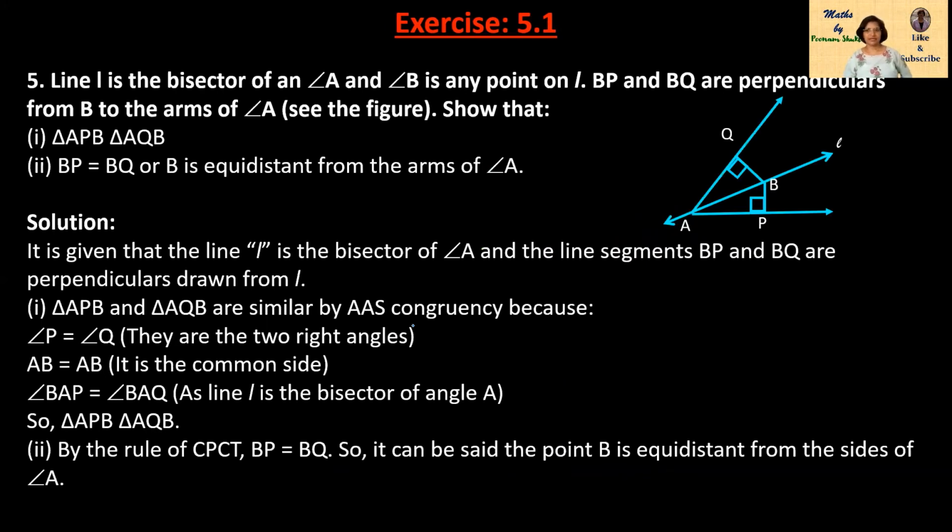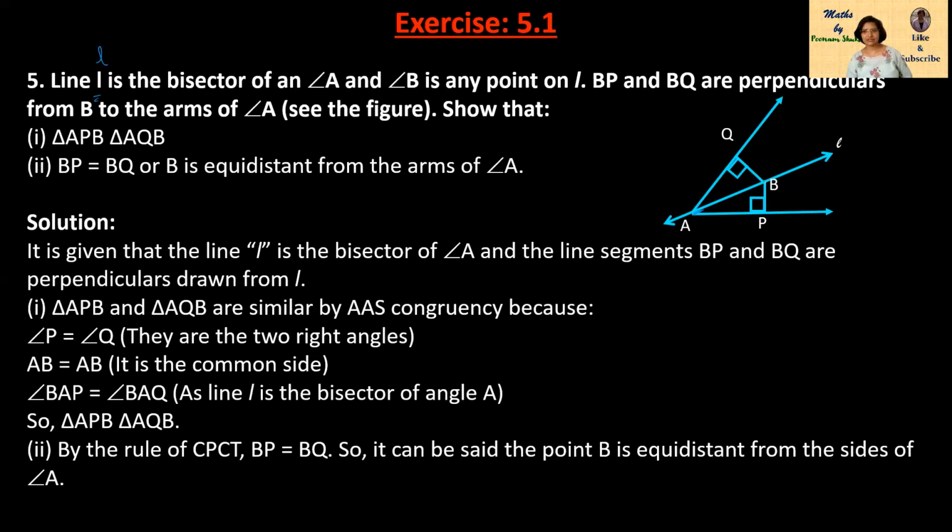In question number 5, we'll go. Let me shift it here. Line L. This is L, right? Line L is the bisector of an angle A and angle B is any point on L. So this is the line which is bisecting these two angles. Bisecting this angle A and angle B at any point.